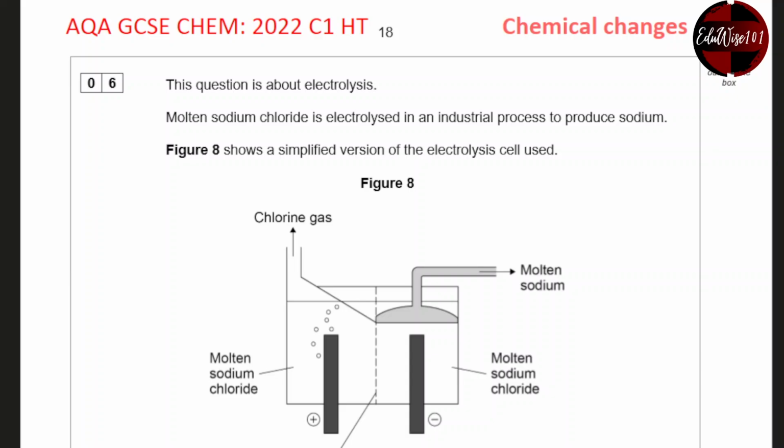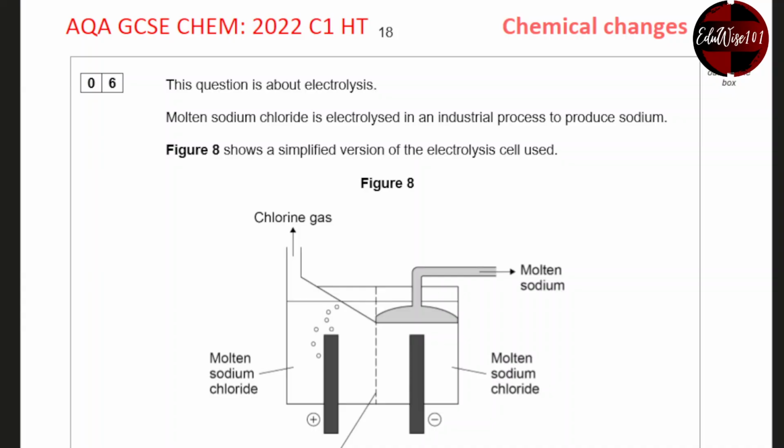In this video, I'm going to go through the AQA Chemistry Paper 1 Higher Tier from 2022. Question number 6 is on the topic of chemical changes, mainly about the electrolysis of ionic compounds. This question is about electrolysis.